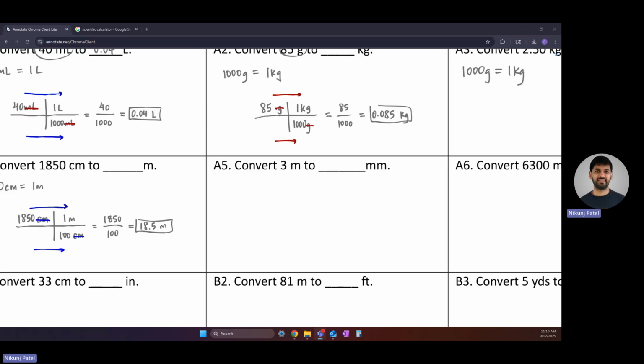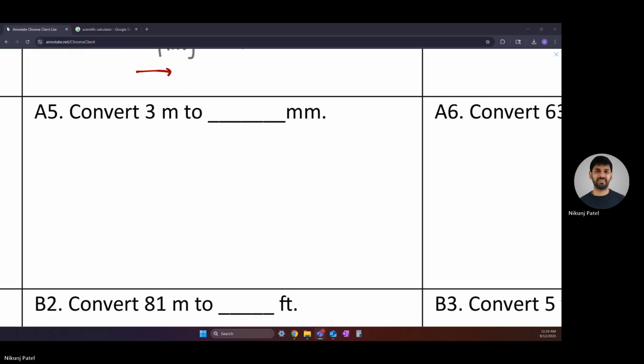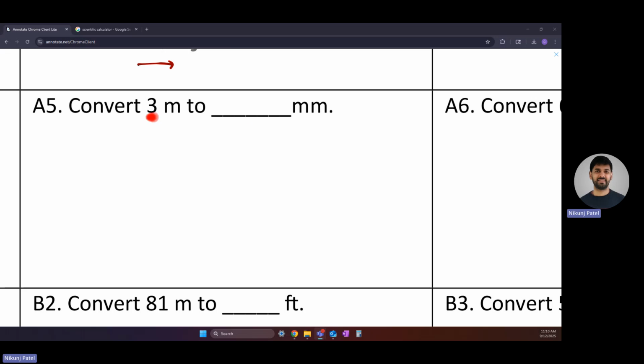Right, let's try A5. So A5 says convert 3 meters to millimeters. So we see this lowercase m, that refers to milli, and this other lowercase m is meters. I know this looks a little confusing, but just make a note to yourself that this is millimeters. That's what each of those letters represents. This right here just says meters. There's no prefix to it. You just see a single M, that's meters, but if you see M in front of another letter, that first letter is referring to milli.